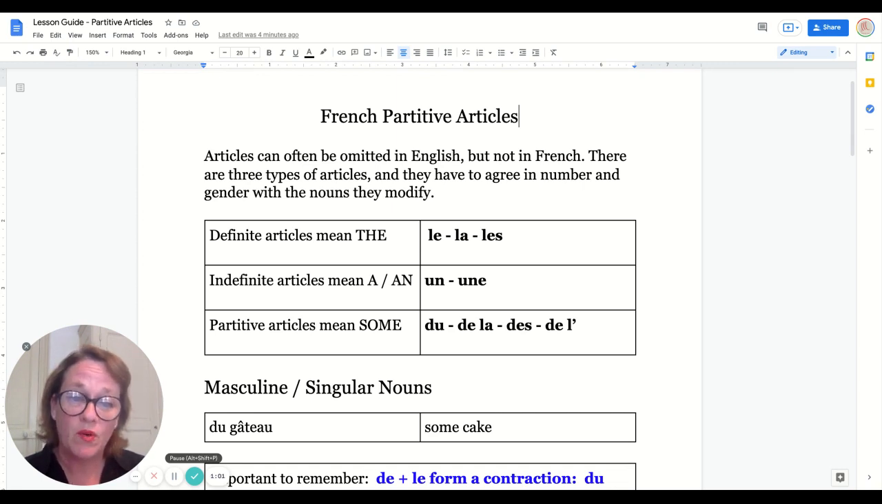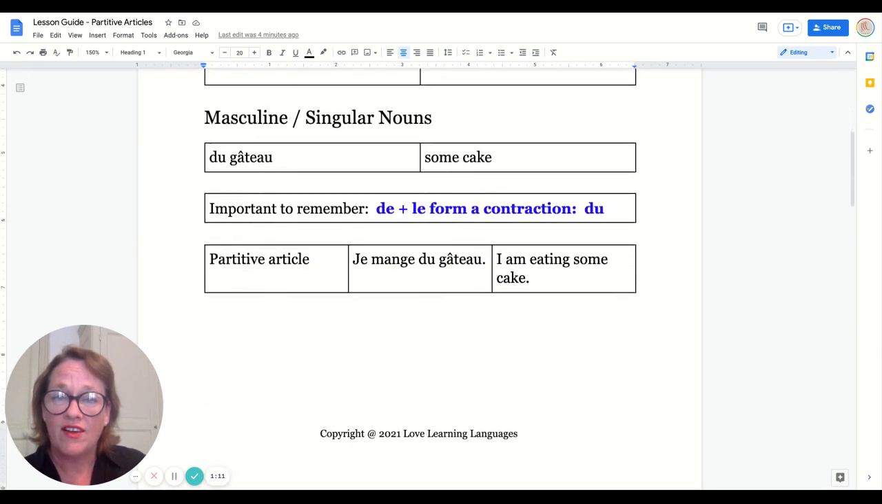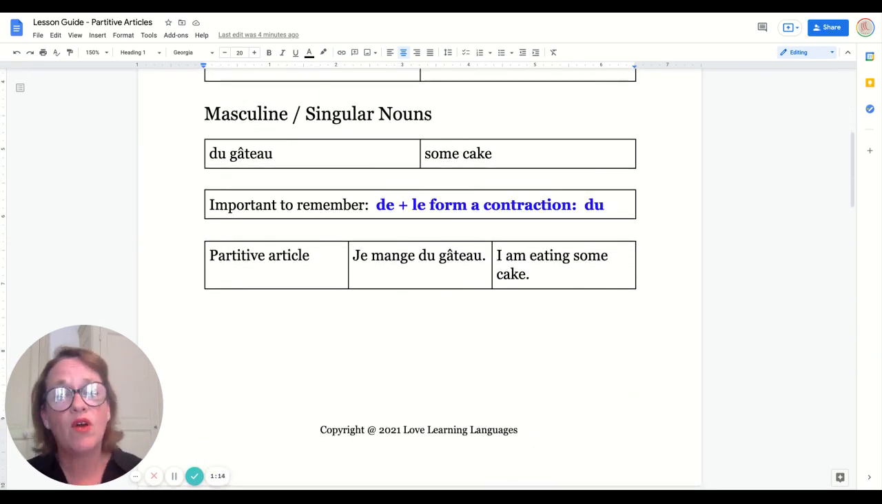And this is the one that we're going to use before a noun that begins with either an H or if it begins with a vowel. Okay? So, masculine singular nouns. Remember, we're talking about partitive articles now. If we're talking about cake, le gâteau means the cake. Un gâteau means a cake. But du gâteau means some cake.